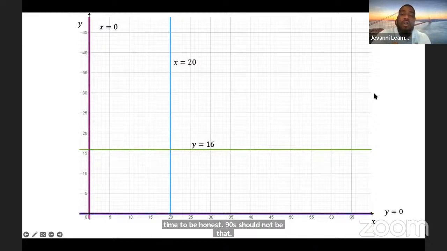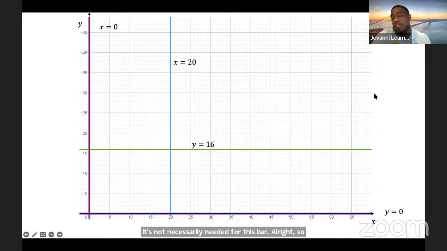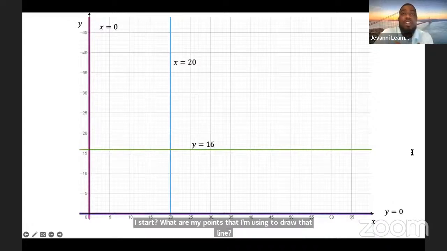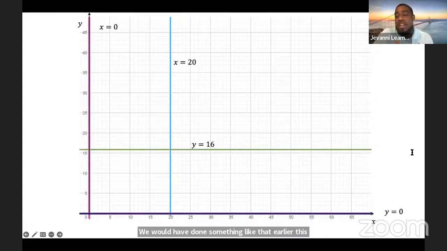All right. So when you're plotting it, what are the values that you use? In other words, what are the coordinates that you use? Obviously, you can't just tell me to draw a line. You need to tell me where to draw that line. Where should I start? What are my points that I'm using to draw that line? We would have done something like that earlier this morning. So it's up to you to apply that knowledge if you never had it before. Good for you, Miss Mackenzie, but right now I want coordinates.